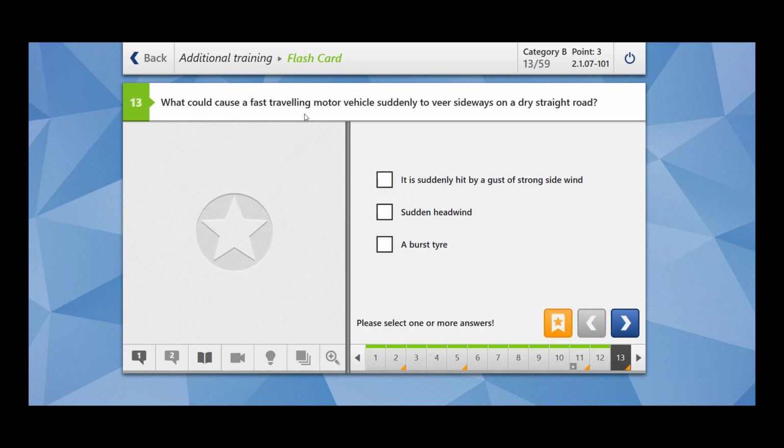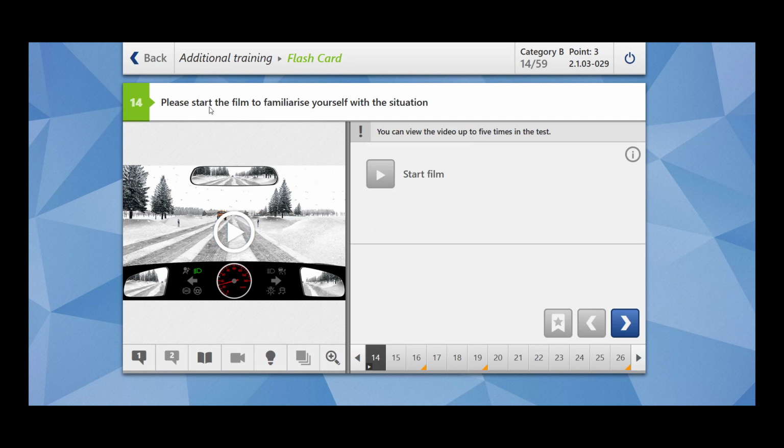What could cause a fast traveling motor vehicle suddenly to veer sideways on a dry straight road? So even if it's a dry straight road, the motor vehicle could swerve sideways. Why? It is suddenly hit by a gust of strong side wind. This is correct. Sudden headwind? No. A burst tire? Yes. A burst tire or a sudden gust of strong side wind could cause the vehicle to swerve to one side, even if the road is dry and straight. Our answer is correct. Moving towards the next.